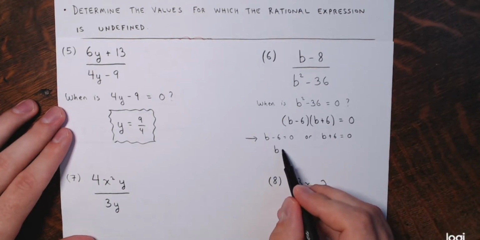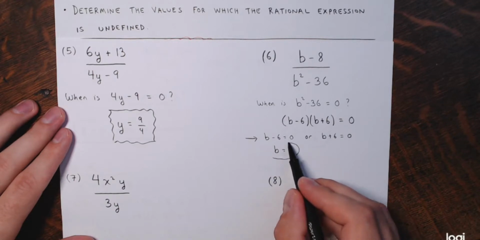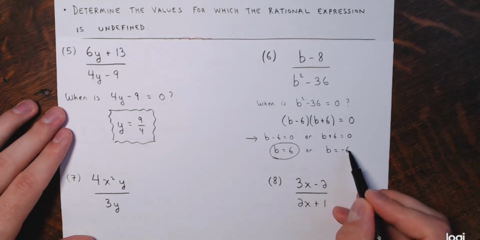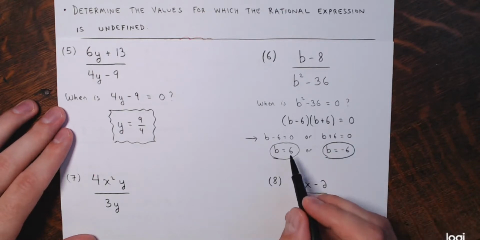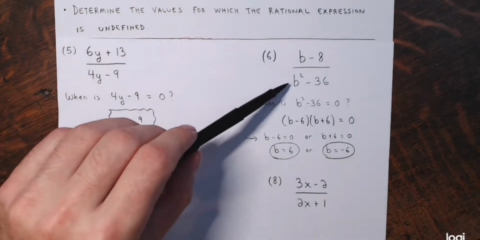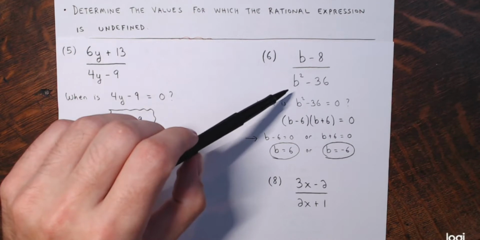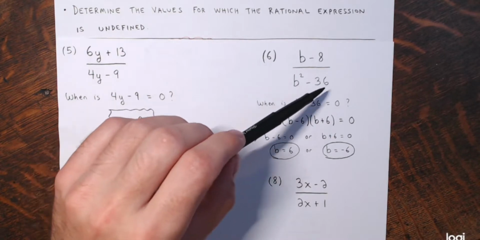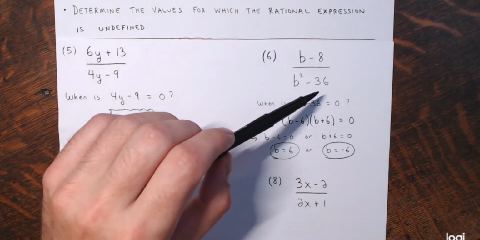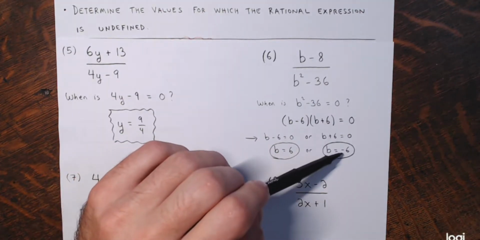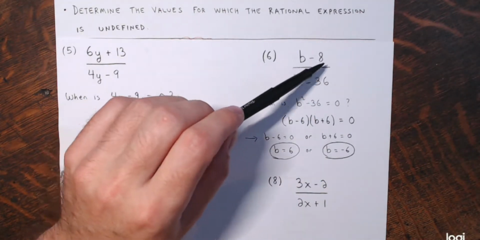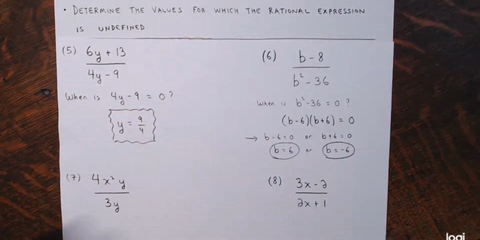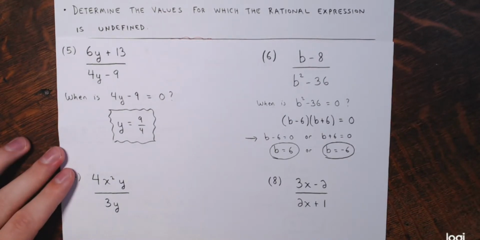Adding 6 to both sides here gives me positive 6. Right, so I'll circle that. Or subtracting 6 here, b equals negative 6. Circle that. These two values are not allowed to be plugged in for b. Alright, because if I plug in 6, you get negative 2 in the numerator, 0 in the denominator. That's bad, right? The expression's undefined. If I plug in negative 6 for b, we'd have negative 14 in the numerator, but again, 0 in the denominator, which is not good, right? That's an undefined expression.